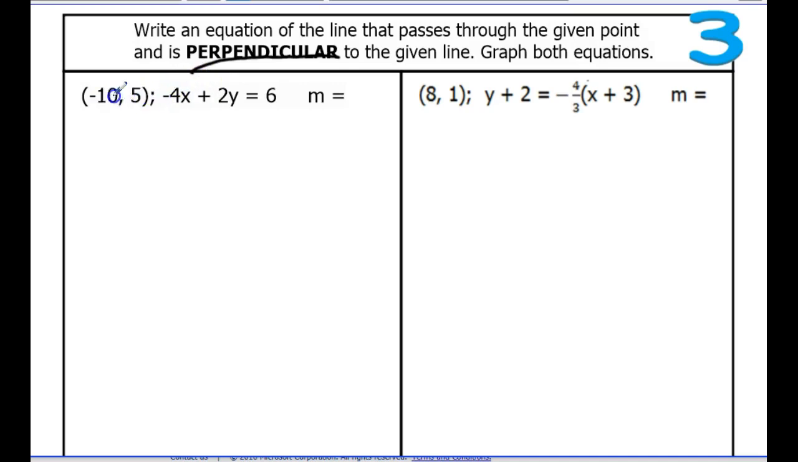So what we need to do is take a look at our first point here. It says write an equation of the line that passes through the given point and is perpendicular to the given line. Graph both equations. So first of all, we need to find our slope. How we do that is we get y by itself. So we're going to add 4x to this side and this side.